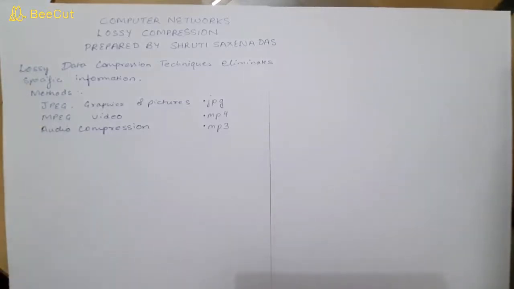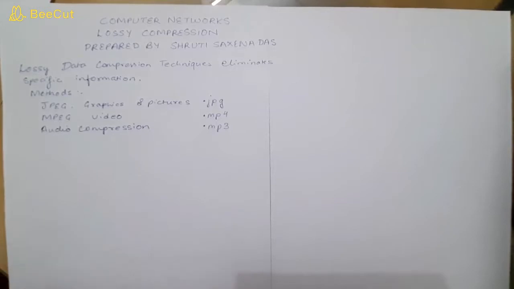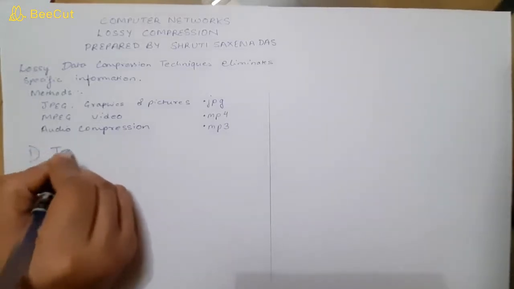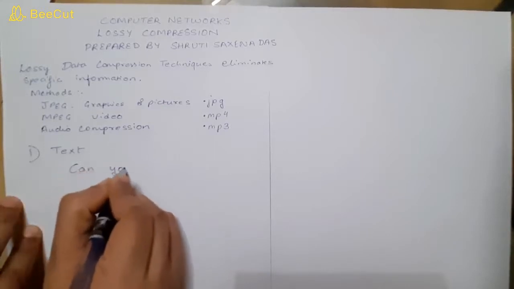Suppose we want to compress text. In the previous video we discussed that lossless focuses on reducing the size of text data. The common data compressed in lossless is text, but here also we can reduce the size of the text, in a lossy manner. How? Suppose the text we want to send is, can you read this?